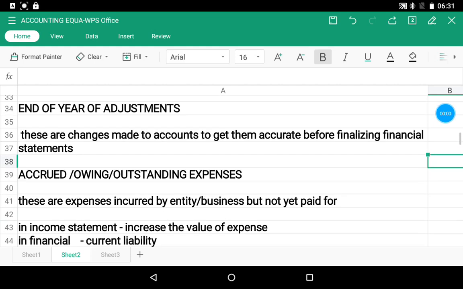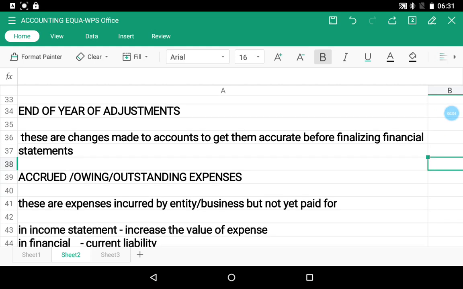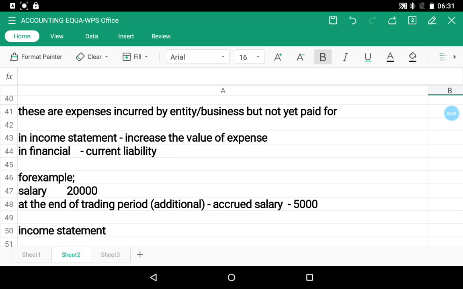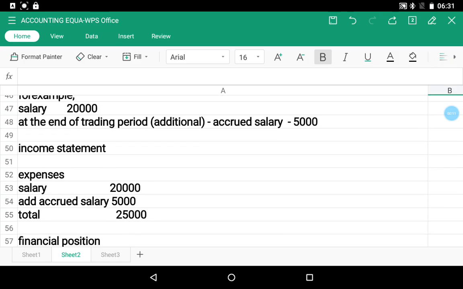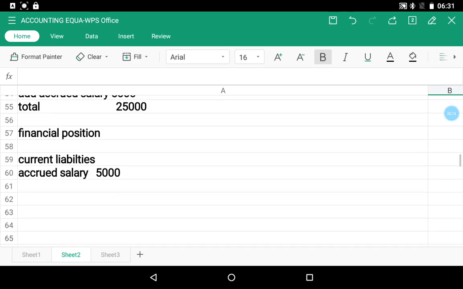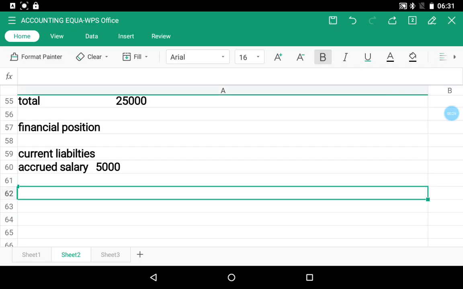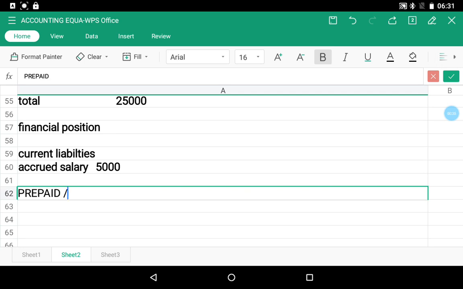So we are still under end of year adjustment. So after accrued expenses, now let us see how they treat prepaid. This one, the one we have paid in advance, the one you pay more money but have not used it. So here number two, we have prepaid. It's called prepaid or paid in advance.